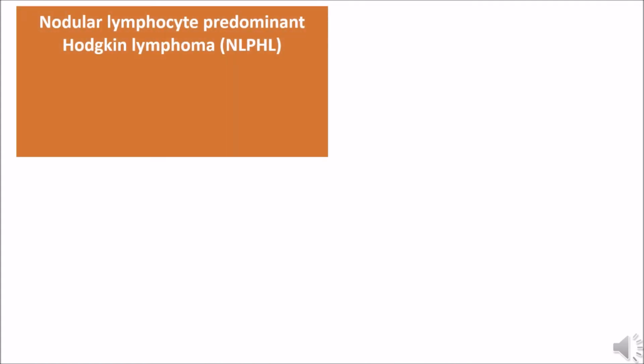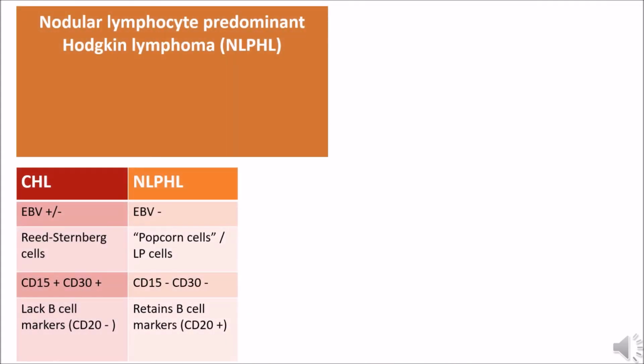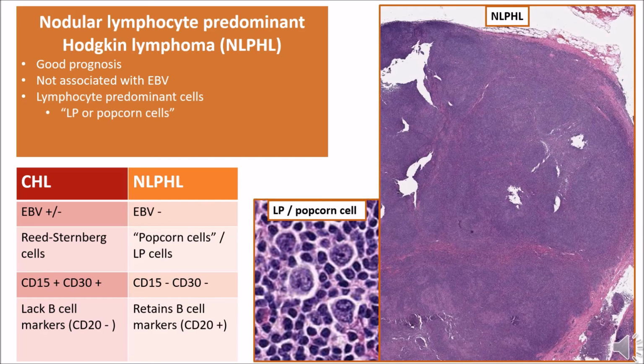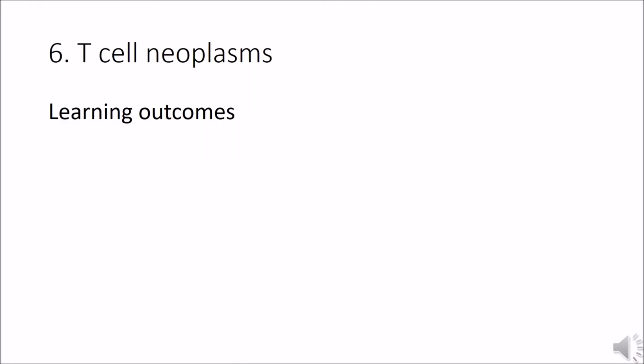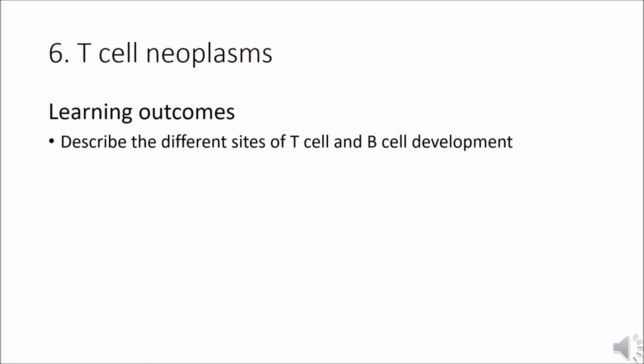Lymphocyte-predominant Hodgkin lymphoma is distinct from classic Hodgkin lymphoma. Notice the lack of classic in the name. It is an indolent disease with good prognosis and is not associated with EBV infection. The neoplastic cell is the so-called popcorn cell, resembling popcorn. Unlike the neoplastic cells in classic Hodgkin lymphoma, it retains the B-cell markers, such as CD20, and is negative for CD15 and CD30.